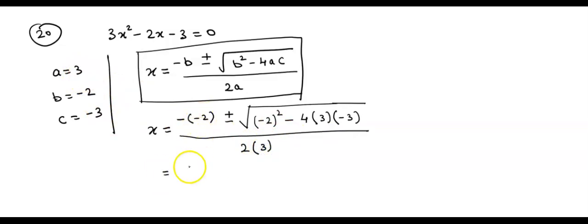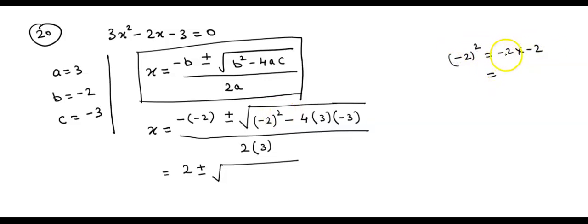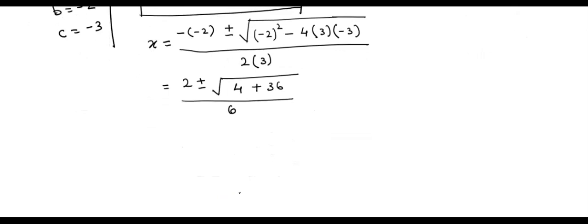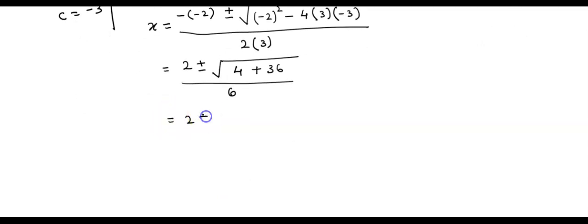Now multiply minus into minus, plus 2, plus or minus root of minus 2 whole square. Minus 2 whole square means minus 2 into minus 2. Minus into minus plus, 2 twos are 4. 4, minus into minus is plus, 4 threes are 12, 12 threes are 36. Whole divided by 2 threes are 6. Is this clear? Good. Then 2 plus or minus root of 36 plus 4 is 40, divided by 6.